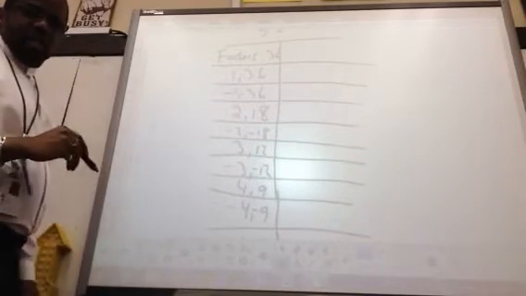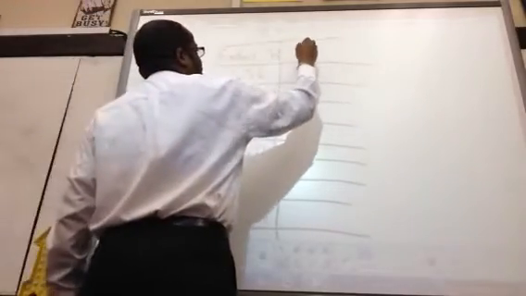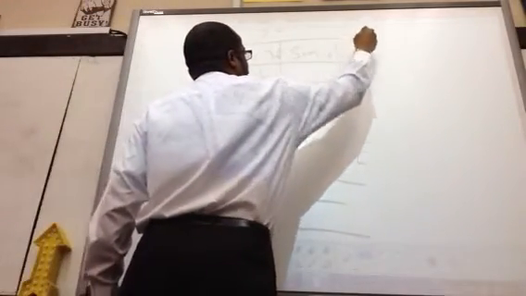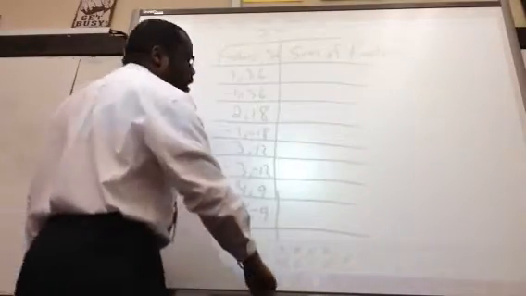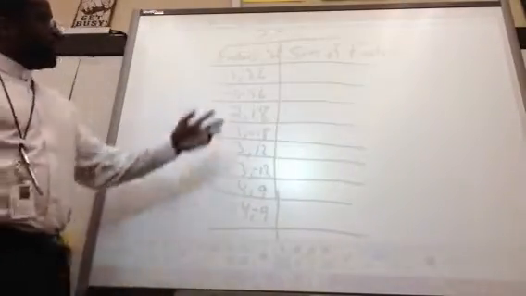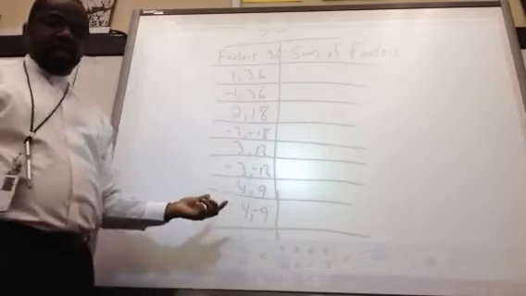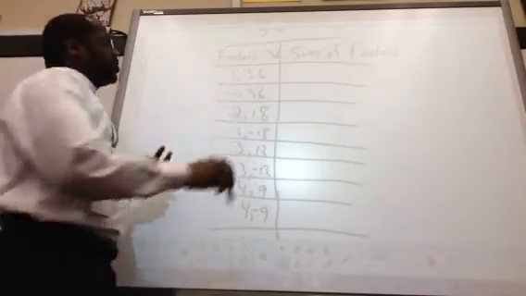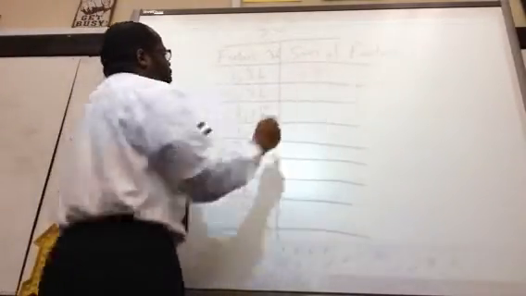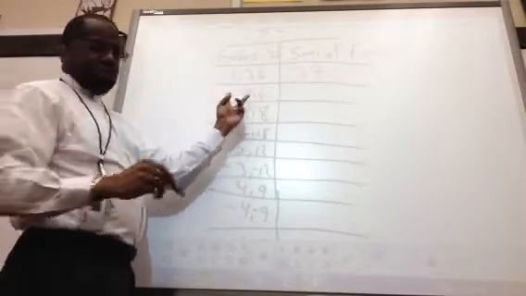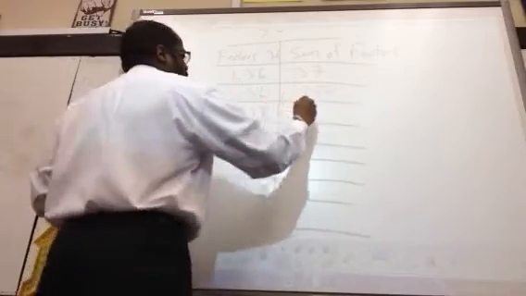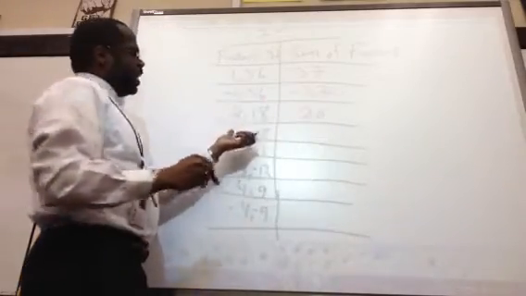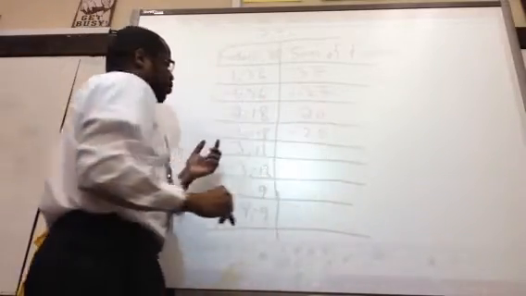All right, now let's do something else. Let's also look at the sum of the factors. Sum means addition. So let's take the factor pairs and add them together and see what we get. 1 plus 36, that gives us 37. Negative 1 plus negative 36 gives us negative 37. 2 plus 18 gives us 20. Negative 2 and negative 18 is negative 20.